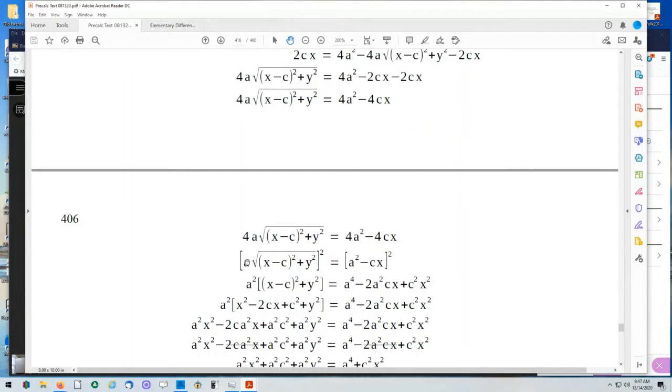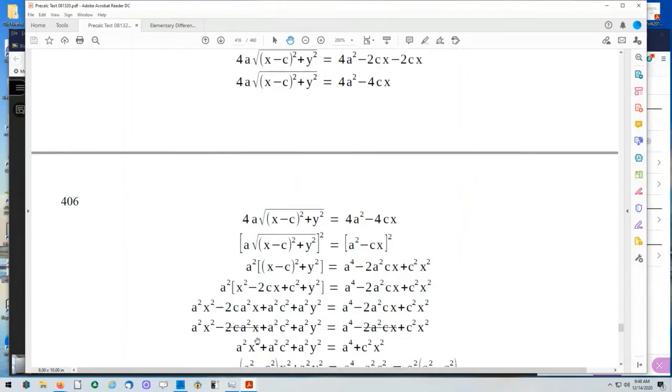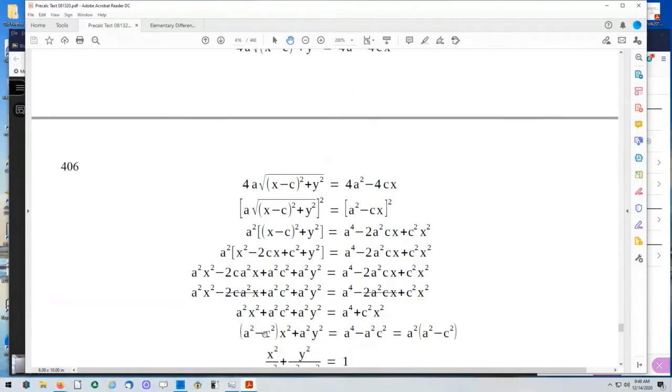That a turns into an a squared, the radical vanishes, and I have the following when I square this out. So now I work through this a little bit. I multiply everything through by the a squared, and then I start getting some cancellations. The a squared minus 2c times a squared x on both sides cancel out. So I get the following. I have a squared x squared plus a squared c squared plus a squared, etc.